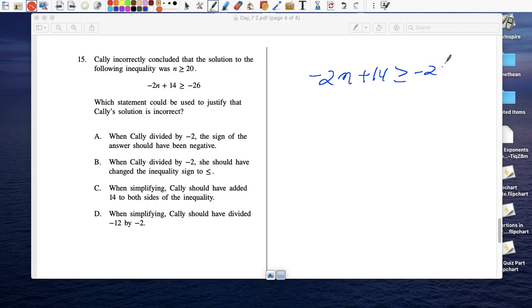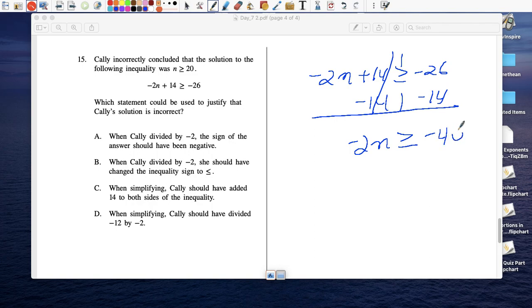Greater than or equal to negative 26. So the first thing we do is get rid of the 14, right? So minus 14 here, minus 14. That's gone. Negative 2n comes down. Greater than or equal to negative 40. From here, we're going to divide by negative 2, divide by negative 2. That simplifies, n is left over. We switch the sign, right? And that becomes positive 20.